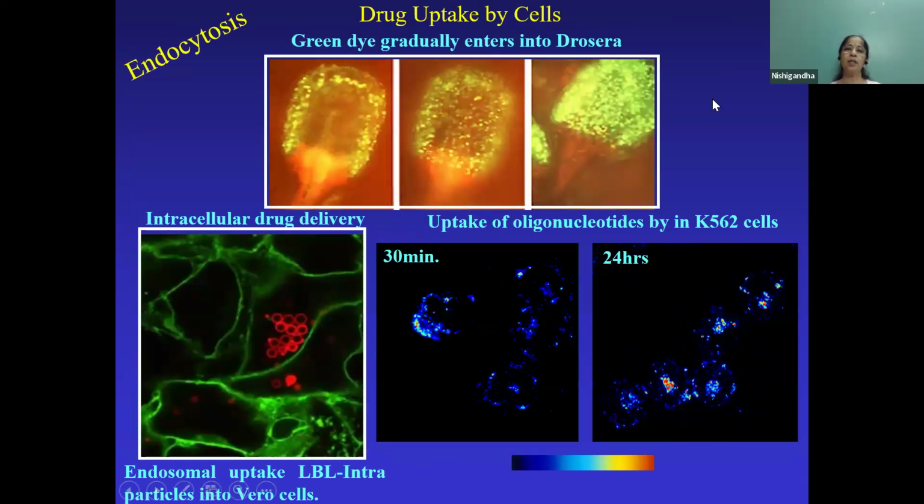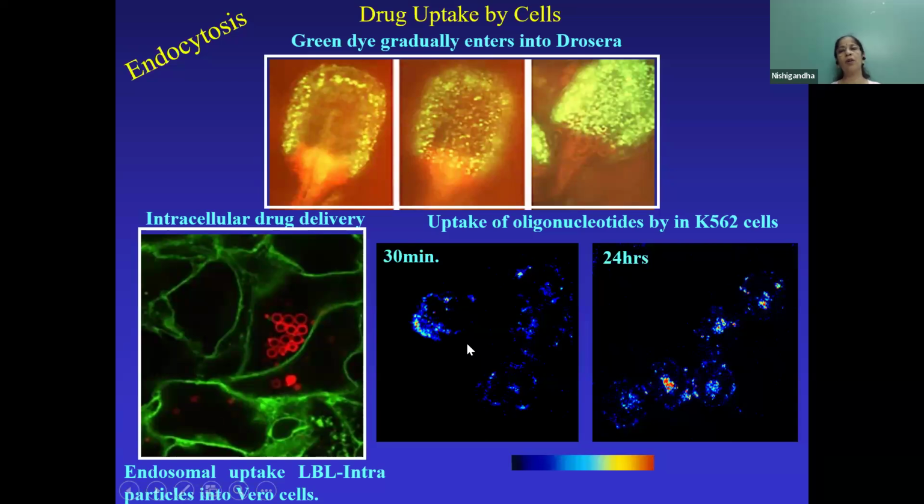The first I'll explain to you is the fixed cell reaction, where you see endocytosis in a Drosera, a green dye which is taken up by the Drosera, and as the time progresses, the whole Drosera is filled in with the green dye. Well, in this case, it's a drug delivery. What you have is these LBL intraparticles which are sitting within the Vero cells.